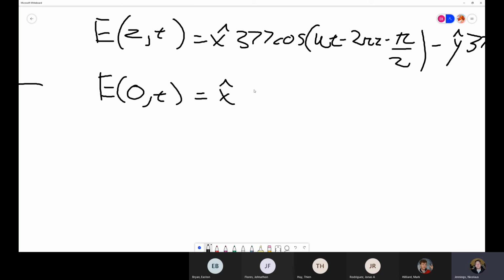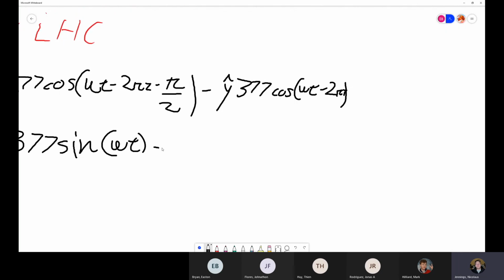This gives us 377, I believe this is sine, yes, sine omega t, and then this is minus y hat 377 cos of omega t.